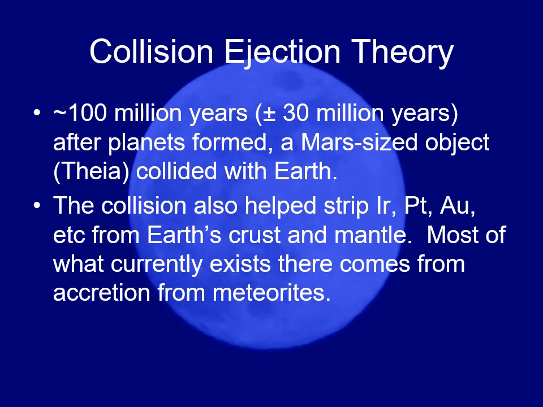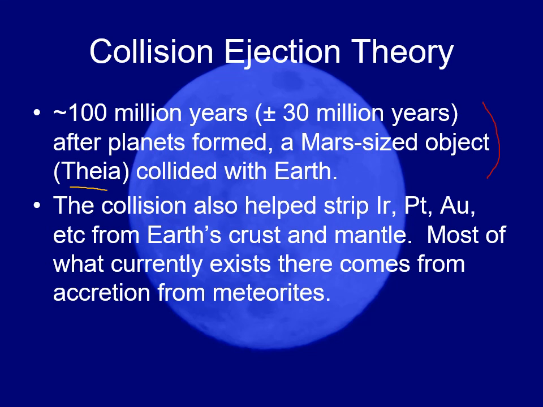Collision ejection. About 100 million years after the planet formed, so early in the solar system, an object nearly Mars-sized struck the Earth. Everybody wants to name the thing, so somebody named it Theia at some point, though that's really not an official name.